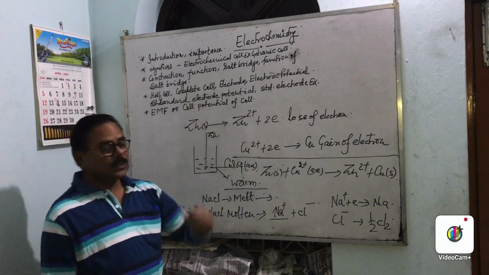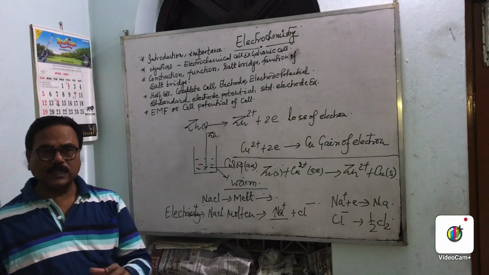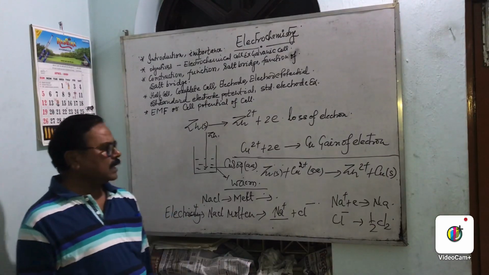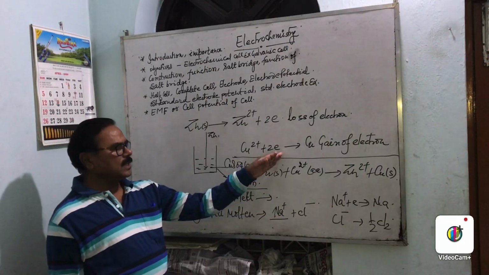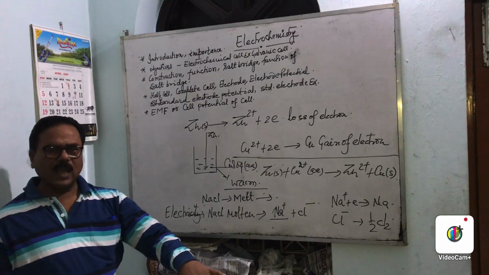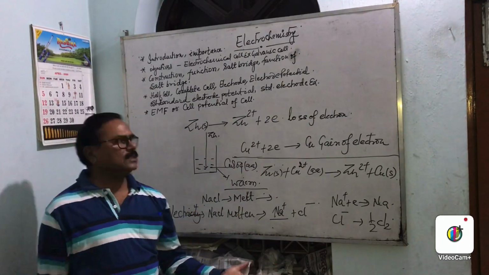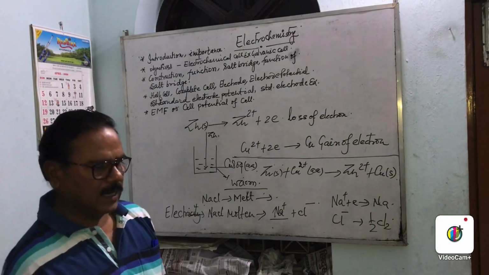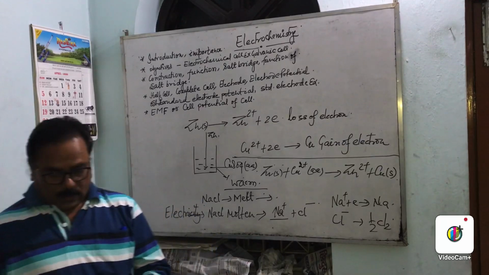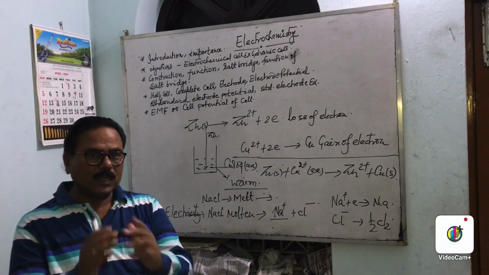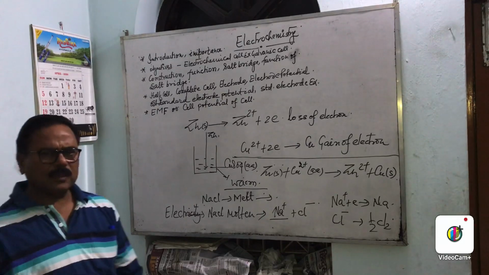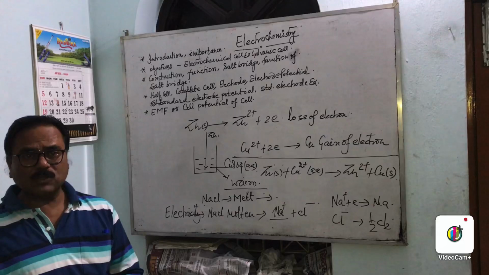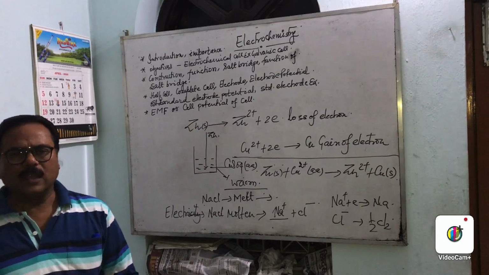So we come into the chapter. Electrochemistry is the branch of chemistry that deals with the conversion of chemical energy into electrical energy and vice versa. This is the definition of electrochemistry. Now, before starting, why do we need knowledge of electrochemistry? Because the application of electrochemistry is very wide, and it is an interdisciplinary subject with wide application.